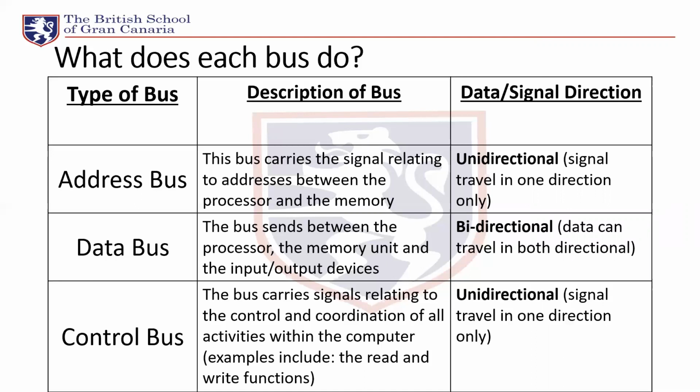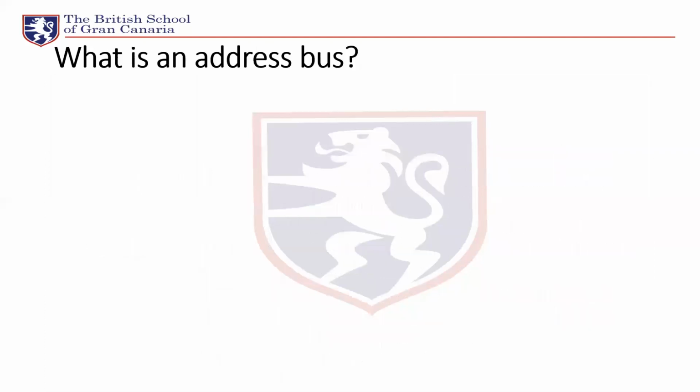Then you've got the control bus. So this carries the signal relating to the control and coordination of all the activities within the computer, like the read and write only functions. So for example, when you open up a document and it says you can only read this document, you can't, you know, write it, and so on. So the signal will travel in one direction only here. This is unidirectional.